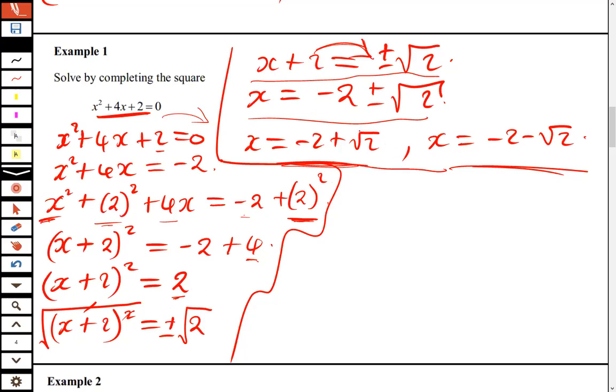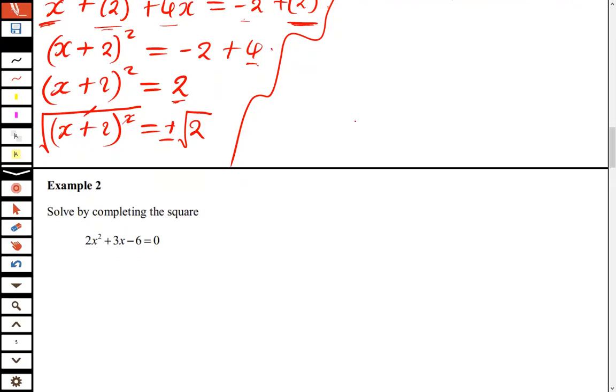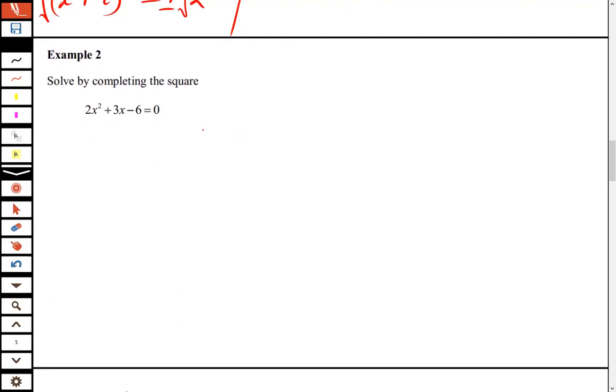Okay, let me solve the next one. Just pay particular attention to the next equation that we're going to solve, because it's just the same, except that it will have a 2 in front of x squared.